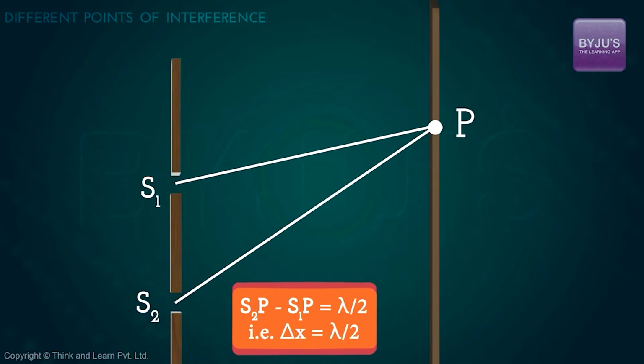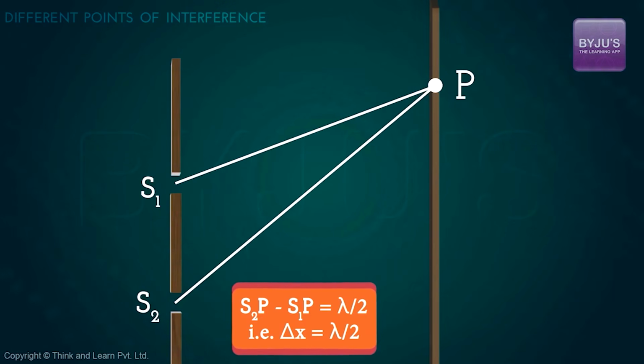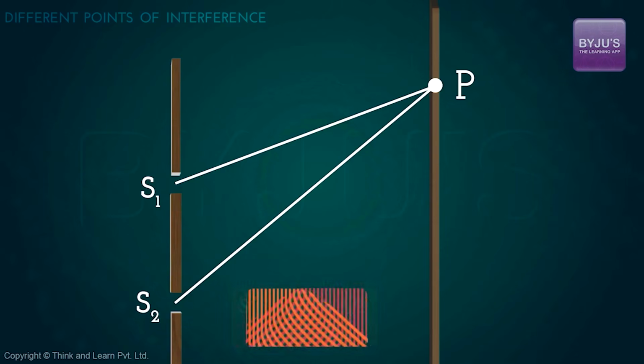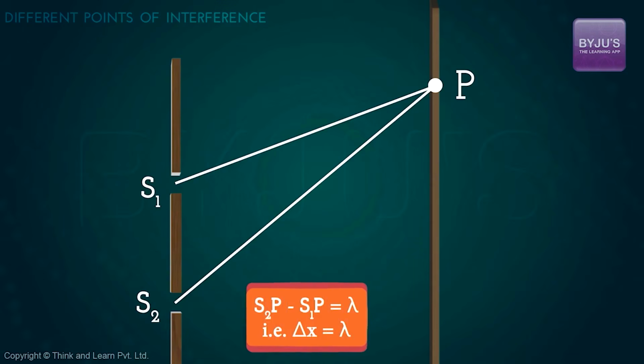Now wait, what if, let's assume that I keep moving this point P further and further up. I assume that the path difference will only increase. If I make that assumption, then at a particular point P, if I move it up, there will be a point where S2P minus S1P equals lambda, right? So that basically means the path difference equals lambda.